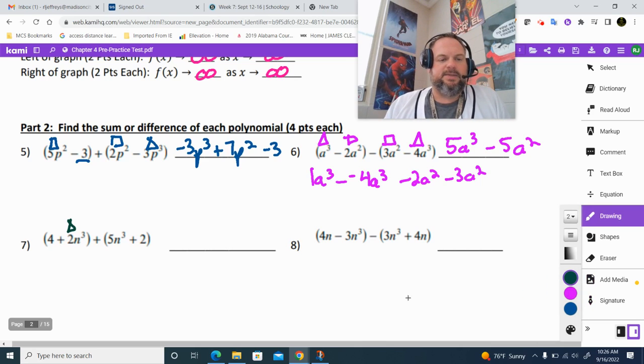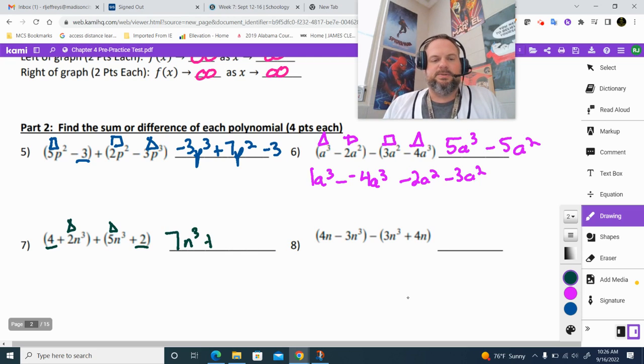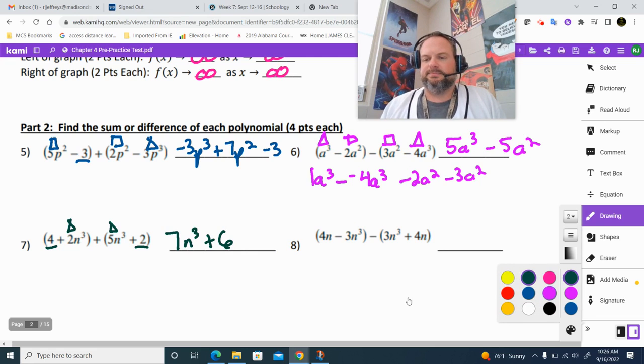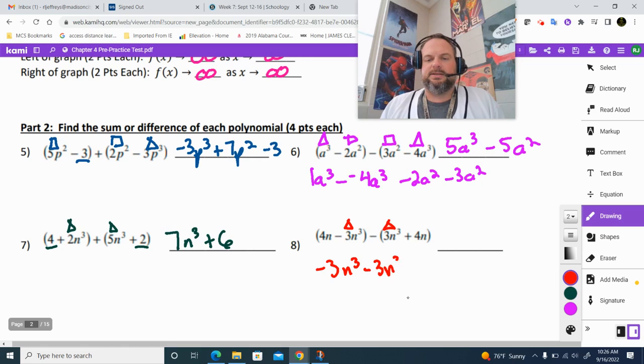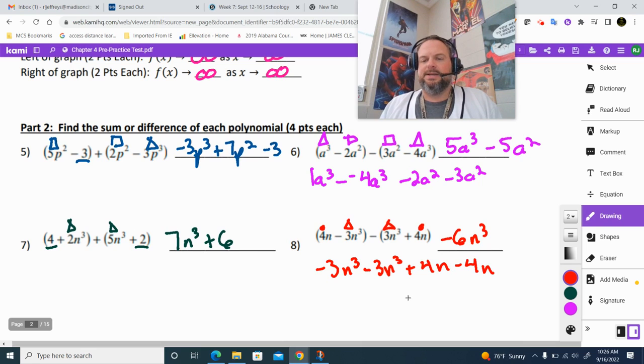Now, over here, we only have these 2 to the third. So 2 plus 5, this is 7n to the third. 4 plus 2, 6. Negative 3n to the third minus 3n to the third. This is negative 6n to the third. Okay. Plus 4n minus 4n. Those cancel. We just have one term. We actually have a monomial.